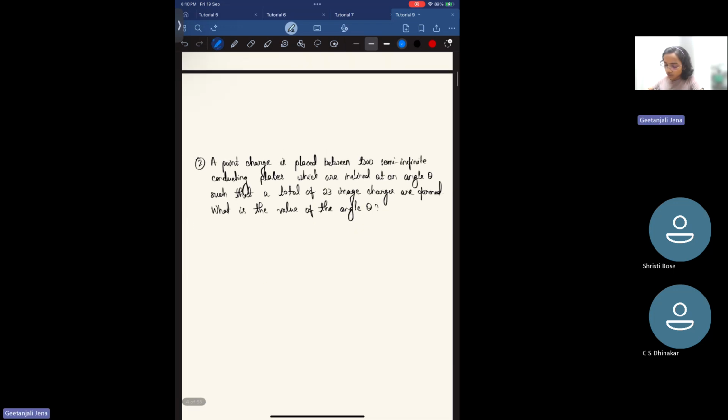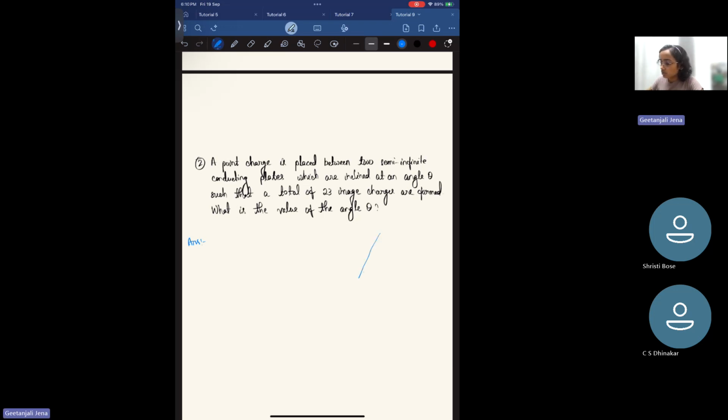Okay. So next question. Let me read out the question. There is a point charge which is placed between two semi-infinite conducting plates which are inclined at an angle theta such that a total of 23 image charges are formed. What is the value of angle theta?